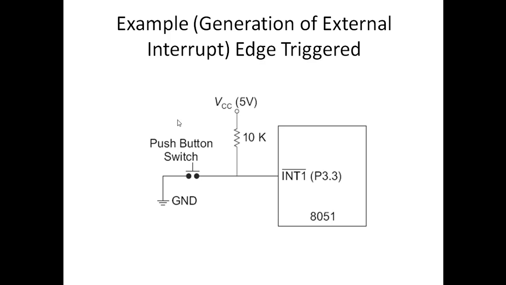If you enable those TCON bits to be 1, they become edge triggered, and if we disable the corresponding TCON bits, they become level triggered. I repeat again, for external interrupts there can be the option of level triggered or edge triggered interrupts. This can be controlled by using the TCON bits of the timer control register.